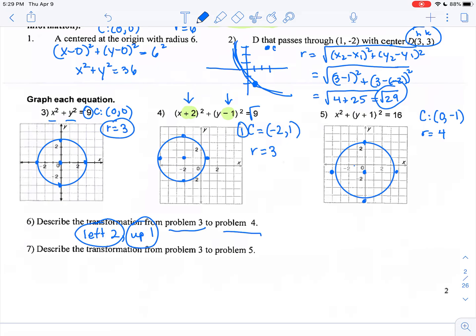Describe the transformation from problem 3 to problem 5. Okay, from problem 3 to problem 5, the center did shift. So we went down 1, and again, notice the association with positive 1, down 1. And then it also was dilated. In this case, the dilation is an enlargement, and the factor by which it got enlarged is based on the radius, which went from one value to another if you compared them.